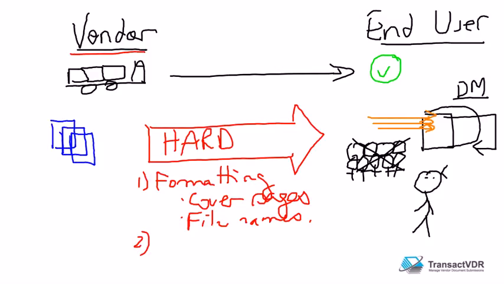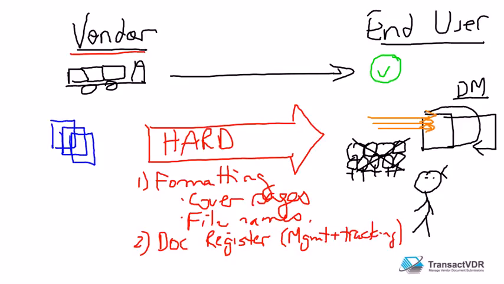Number two, we, being the vendor, normally have to manage a document register, which provides some level of management and tracking of each and every document every time it's submitted. And third, we talk about record books and specialty documents that need to be created and compiled.